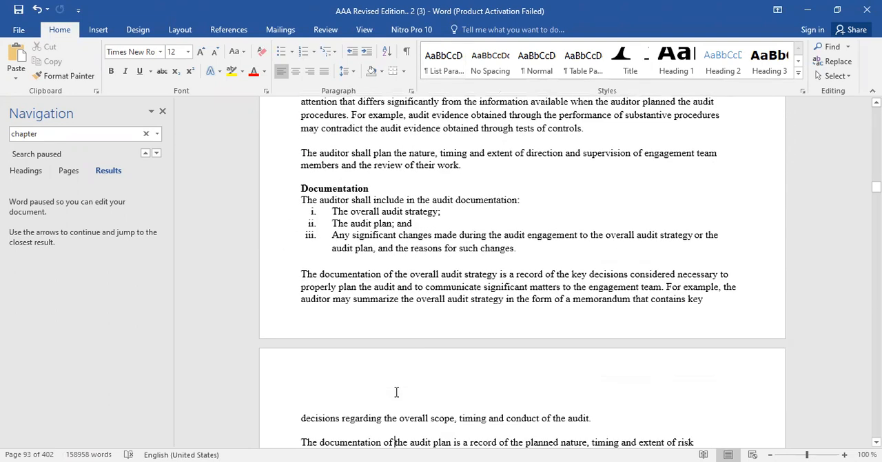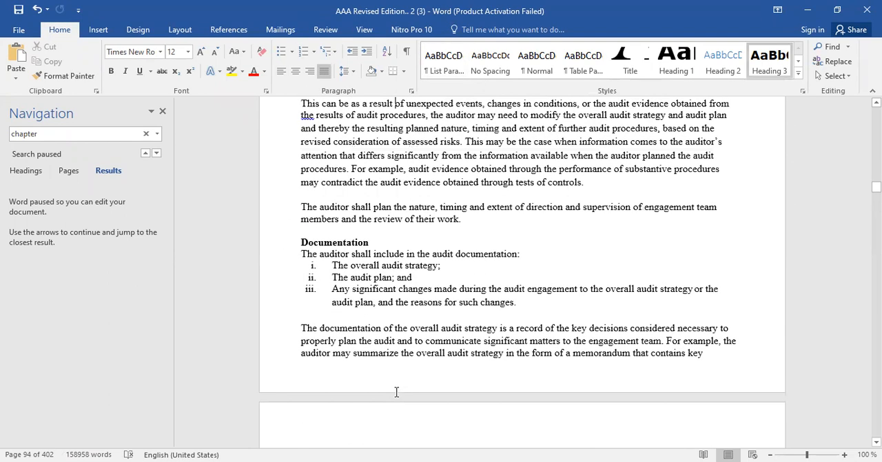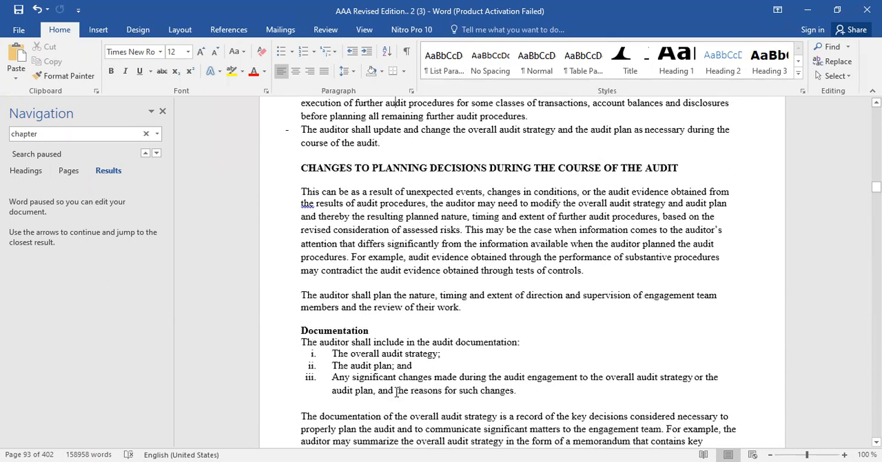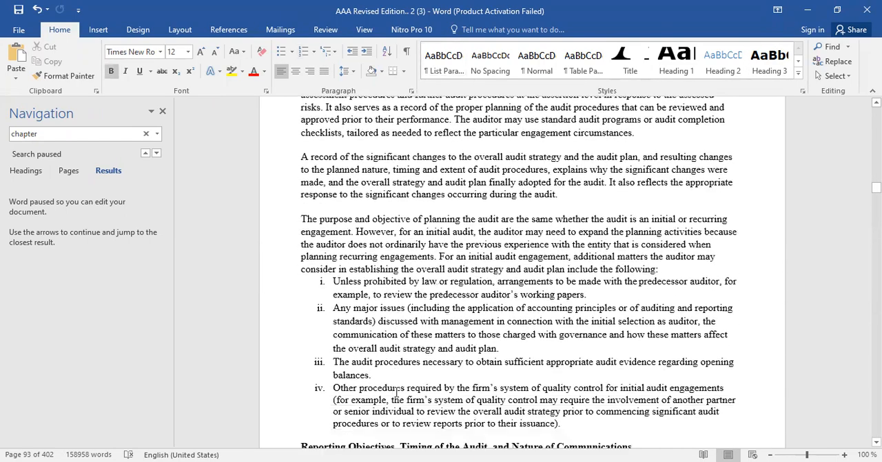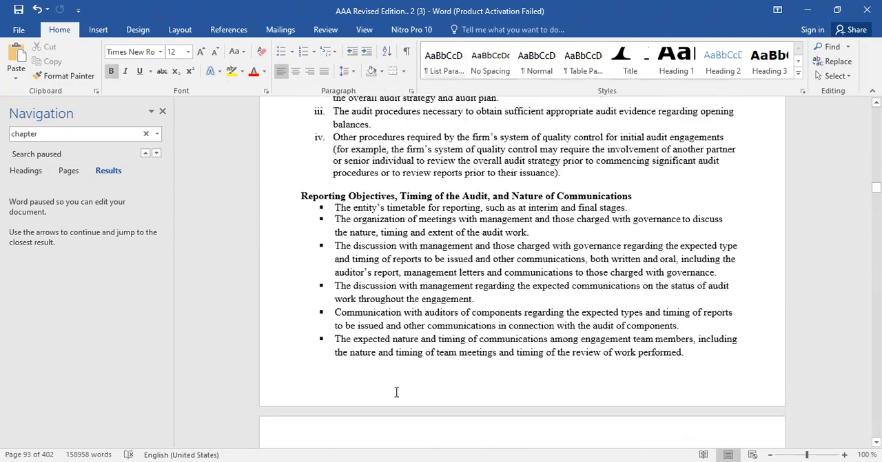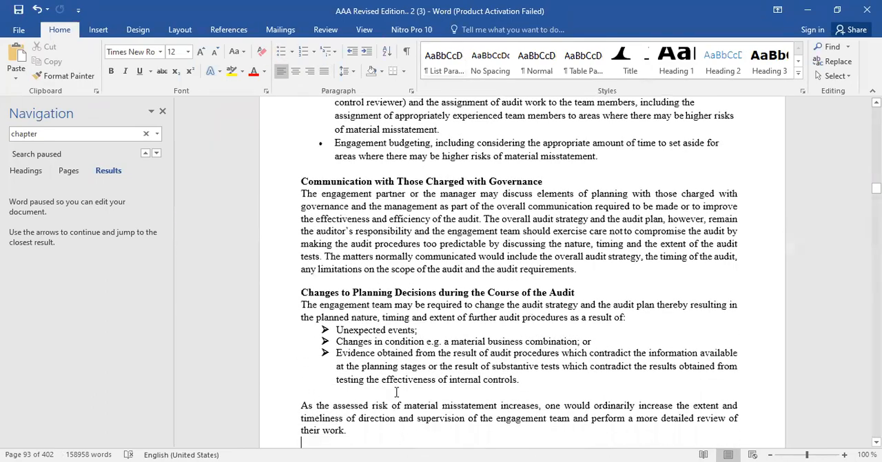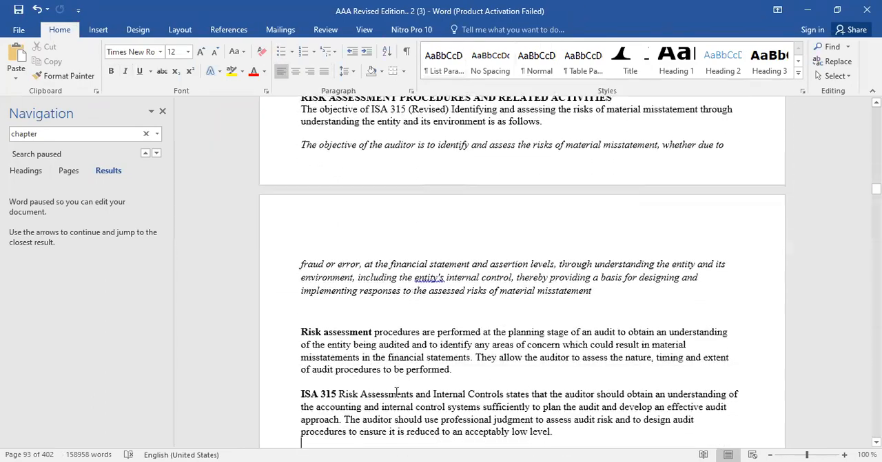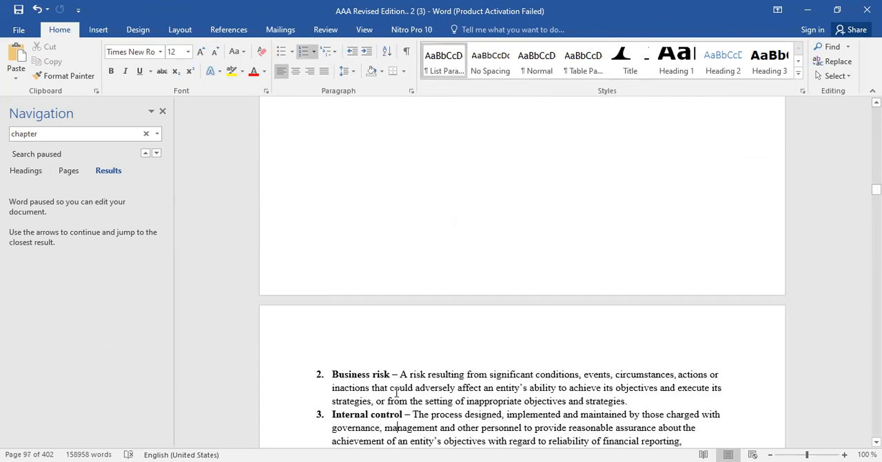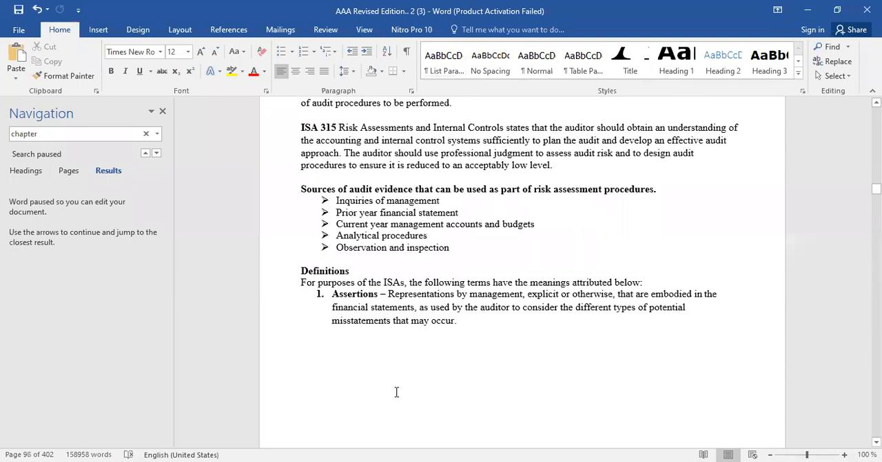Change to planning. This one was changes to planning decisions during the course of the audit. So if you had made an audit plan, then what can make you change the audit plan? If you realize that the risk level has changed, that can make you change the audit plan. I'm looking at the areas where they can mostly bring questions so that we can give priority to those ones.